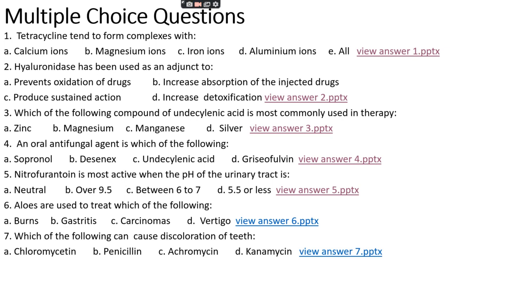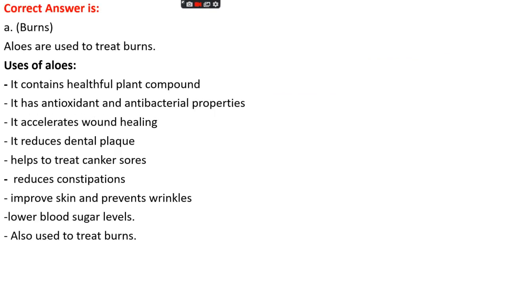Question number six. Aloe is used to treat which of the following? Option A, burn; option B, gastritis; option C, carcinomas; option D, vertigo. The right answer is option A, that is burn.